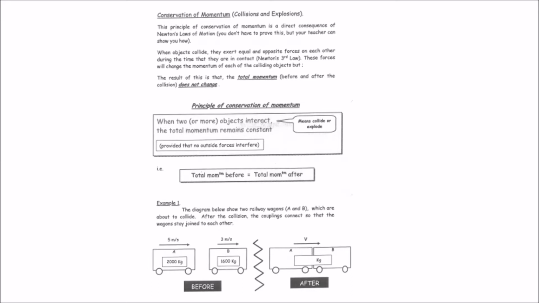When two or more objects interact, the total momentum remains constant, provided no outside forces interfere. Basically, the total momentum before is the total momentum after, right? And we look at some simple examples. We look at some more now.